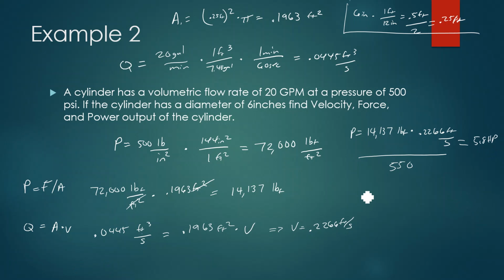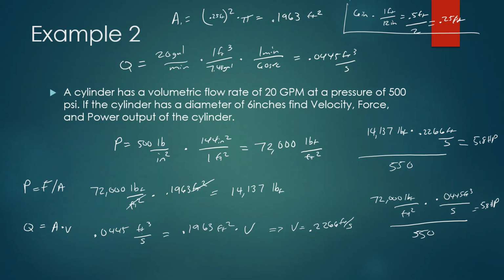We can also do pressure times volumetric flow rate. So pressure was 72,000 pounds force per feet squared times volumetric flow rate, which was 0.0445 feet cubed per second, divided by again 550, and that gives us 5.8 again.